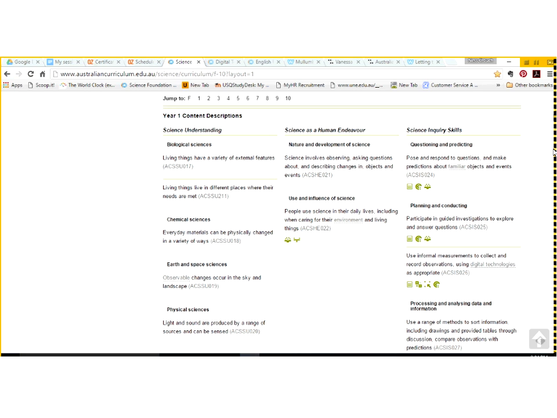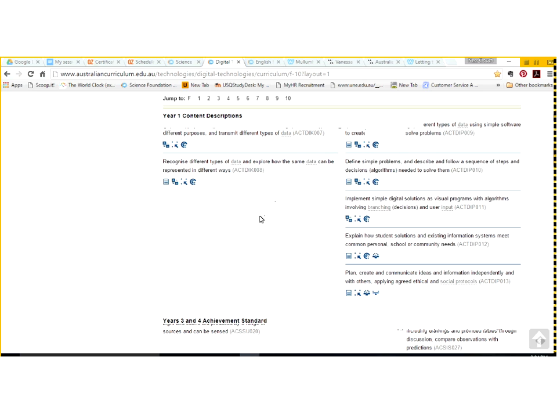This is for example the Year 1 Science curriculum, and you'll notice that we've got on the right hand side, third science inquiry skill down, an expectation that in Year 1 students use informal measurements to collect and record observations using digital technologies as appropriate. Some may say, oh, that's a bit tricky for Year 1, but it's an expectation. These expectations begin in foundation year or prep, depending on where you are.